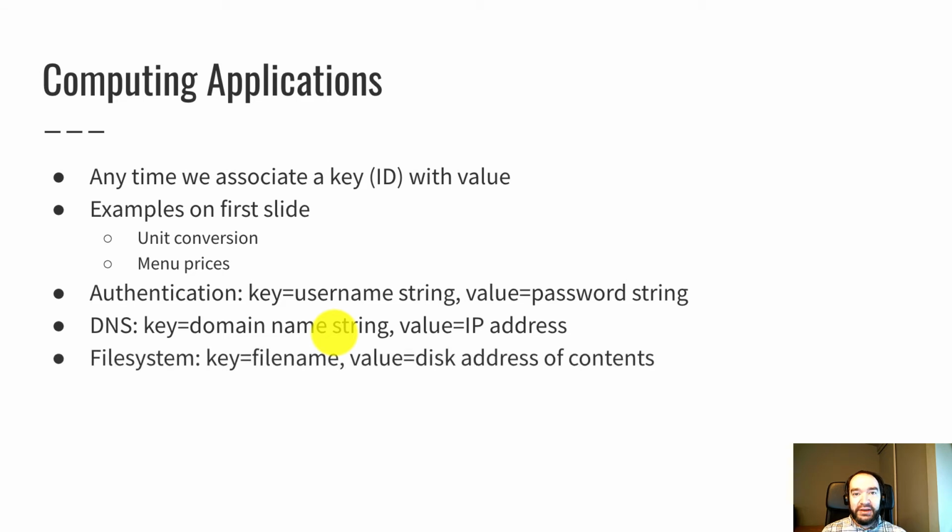Another example would be your file system. Every file has some associated contents on the disk, and the file system that implements this needs to know, for a given file name, where do I find the contents of that file? So that could be a map. Key is file name, value is disk address of where to find that information.